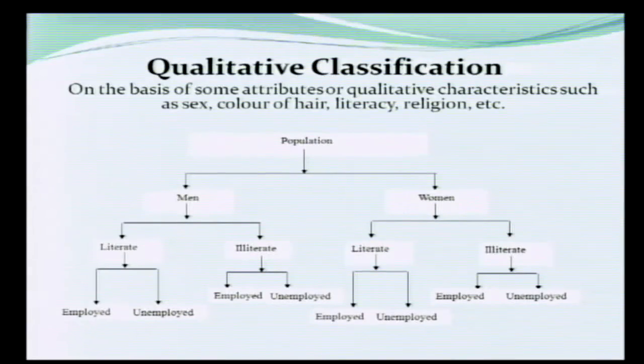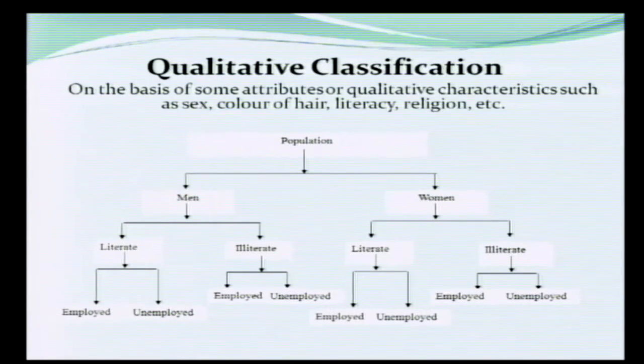The third classification is the qualitative classification. On the basis of some attribute or qualitative characteristics such as sex, color of hair, literacy, religion, we may classify the data, and this classification is known as qualitative. For example, if there is a population of some particular colony or city, we can classify the population into 2 main categories on the basis of sex, that is men and women.